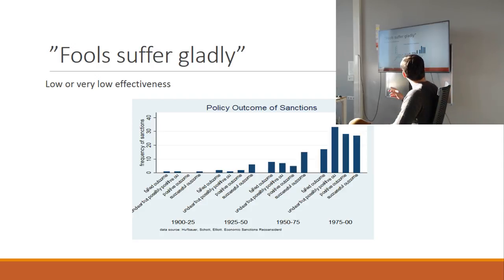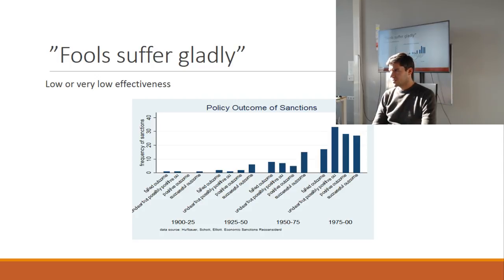Here on the graph we have data for US sanctions, in principle the most powerful sender, divided into periods: 1925-50, 1950-75, and 75 to 2000. The bars on the left can be counted as mostly negative outcomes, and the others as somehow positive. So the fact that they don't work seems to be quite stable over time, and that's what most of the research acknowledges too, that this lack of effectiveness is a feature that's quite common.